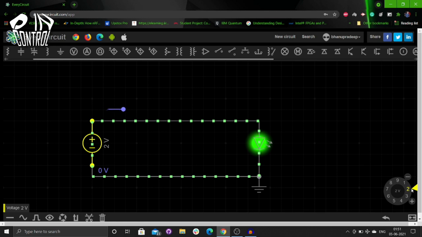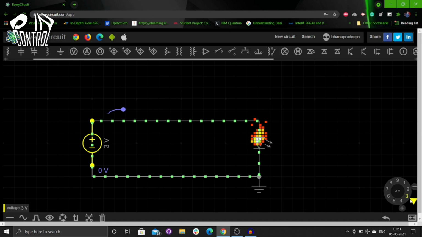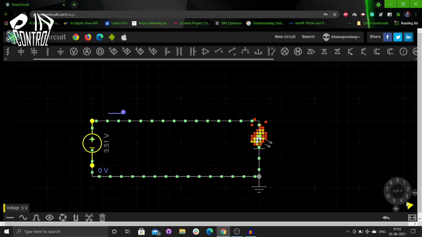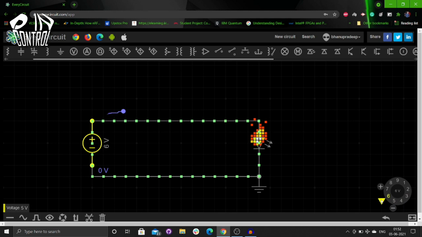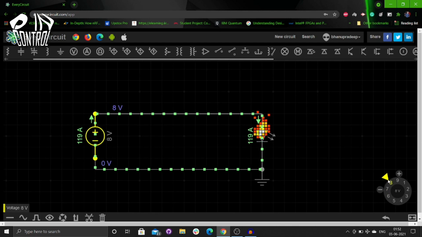By applying 2 volts, the LED is glowing. When we apply 3 volts, the LED gets burst. 4 volts, same condition; 5, 6, 7 and 8 volts, same condition. If we apply more than the acceptance voltage, it gets burst. If we apply less than the acceptance voltage, it is not glowing.